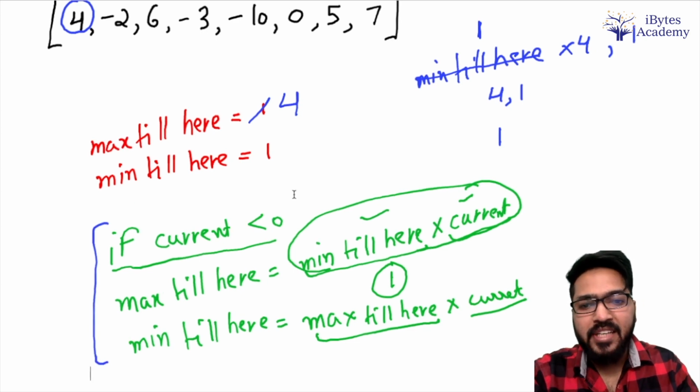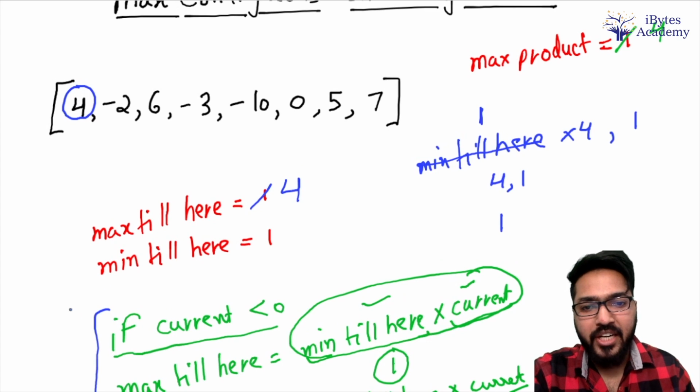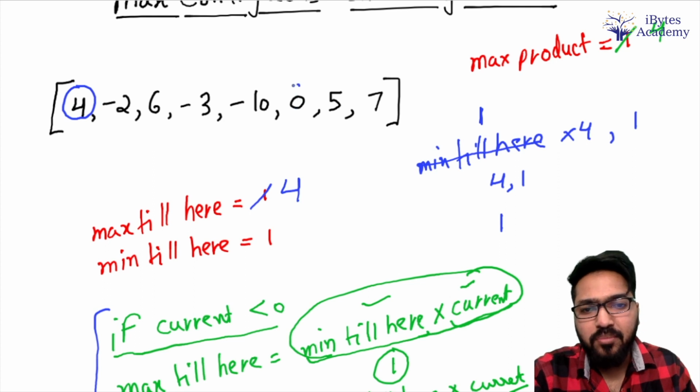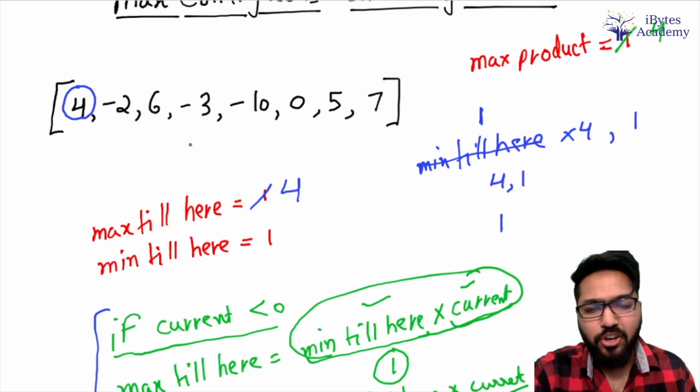Okay, we have already discussed for positive number, we have already discussed for negative number. There is only one thing left, that is when we are going to encounter a 0. And that we will see when we come over here. Okay, so for now let's proceed.